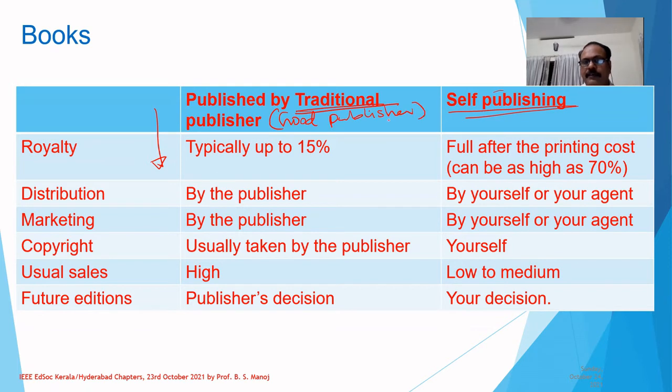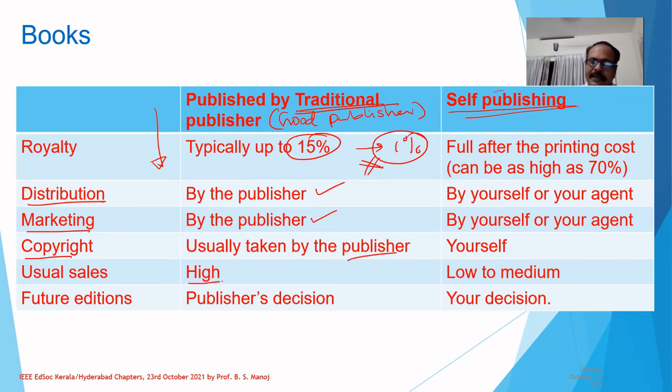If you have a very bad publisher, a 15% royalty will become something like 1% royalty. That is not a good choice. You should not go to a poor publisher. The distribution responsibility of the book will be the publisher's. Marketing responsibility will be the publisher's. Copyright is usually held by the publisher. Sales volume will be higher because the publisher has a marketing network where a lot of executives are salaried, and future edition possibilities are usually the publisher's decision.